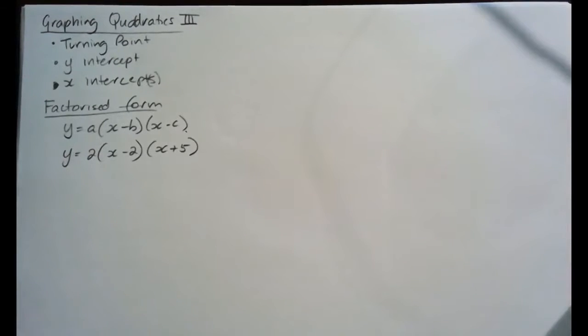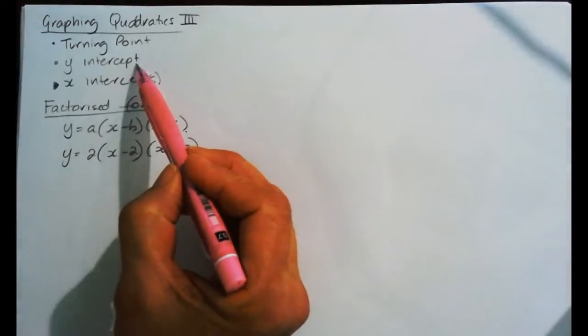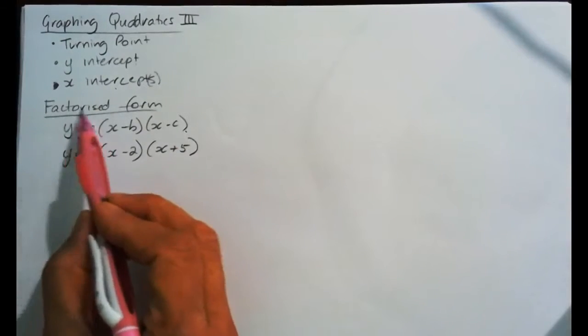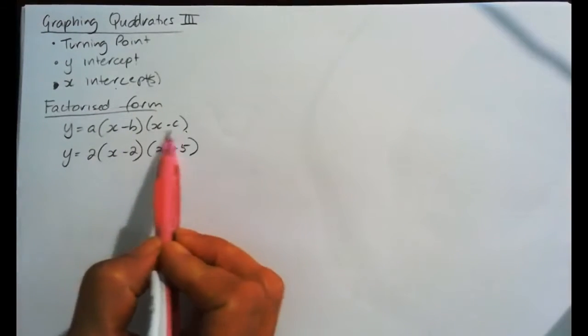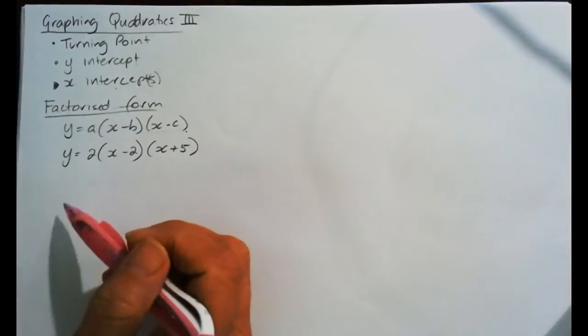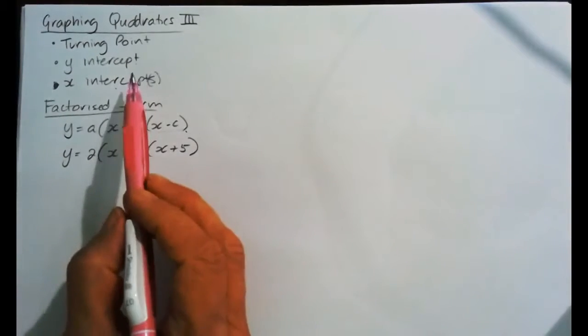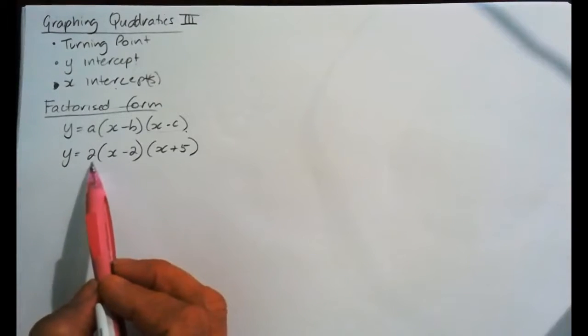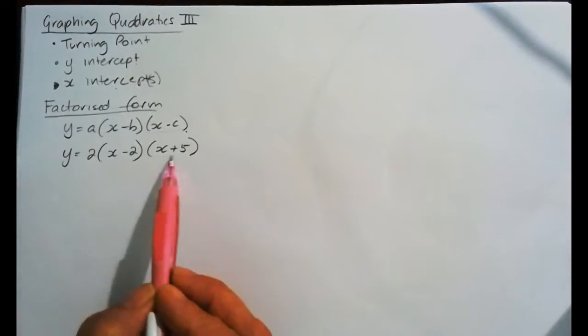Okay. For our third video on sketching quadratics, we're still going to be looking for the same key points: a turning point, y-intercept and x-intercepts. And this time we're going to look in factorised form. So in this one it's already been factorised, so the easiest ones to find this time are going to be our x-intercepts.